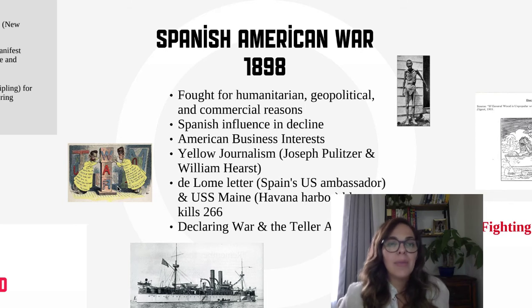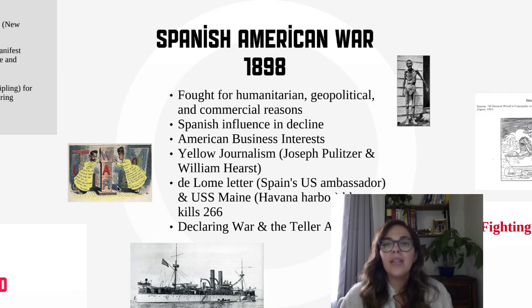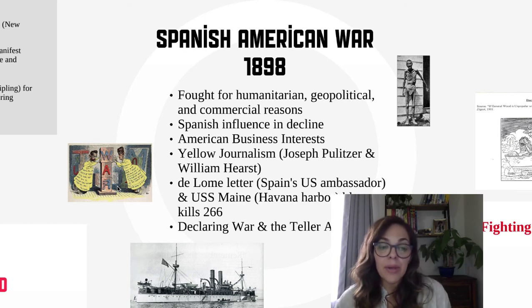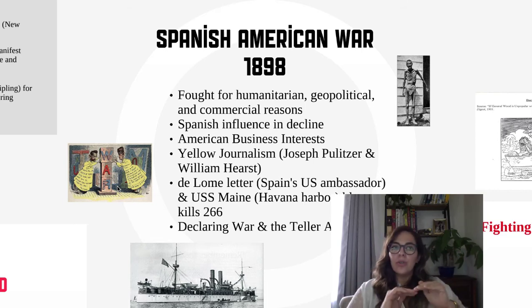And what happens next is a complete accident. It shouldn't have happened, but when the USS Maine blows up, okay, this is an American ship that had been sent to the harbor in Havana, basically just to be there in case there is some kind of a conflict and Americans need to be pulled out of there. They're just there to survey the area, make sure that nothing is happening.